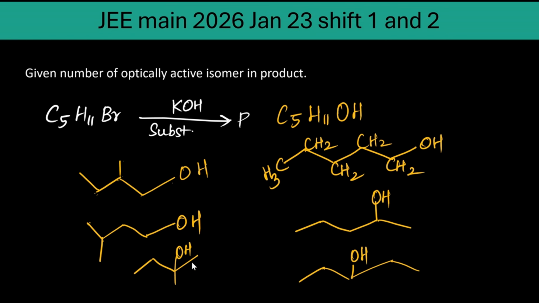Okay, they are asking optically active isomers in the product. So is there any optically active? This is optically active. This is not. What about this group? This is optically active. This is not optically active. This is having 2 CH3, so which is not optically active. So the answer must be 2. 2 optically active isomers can be formed.